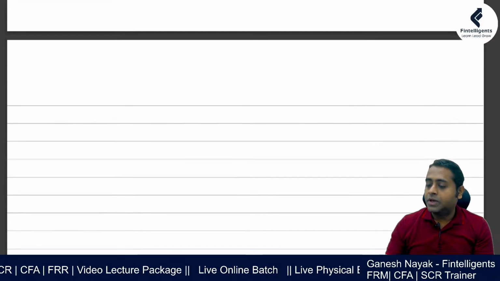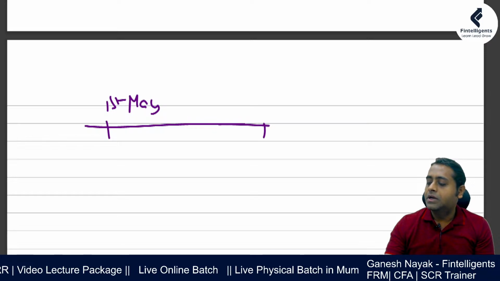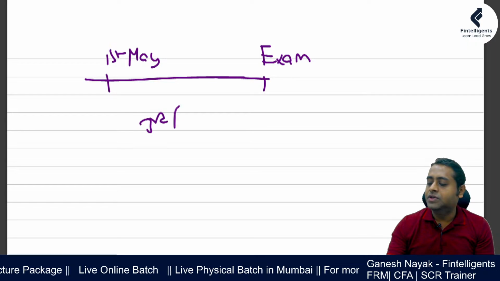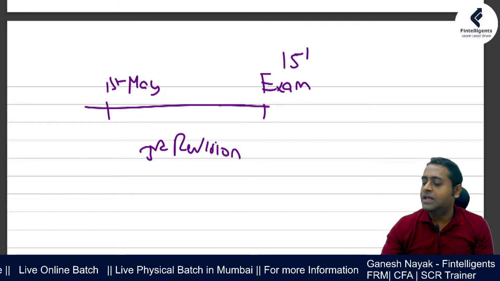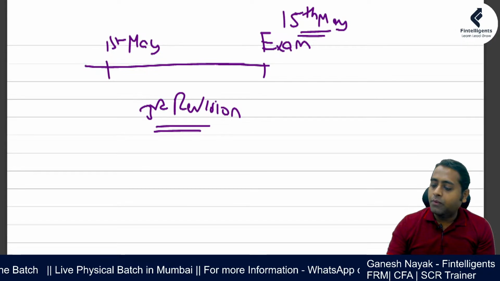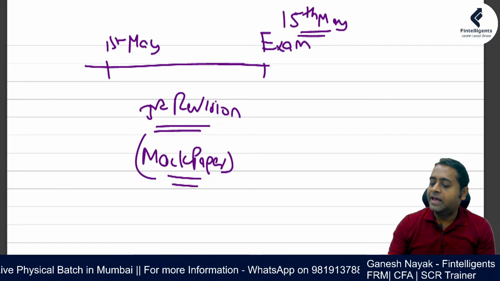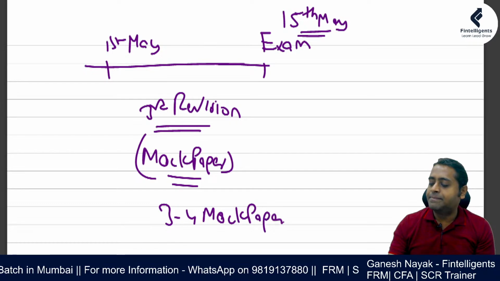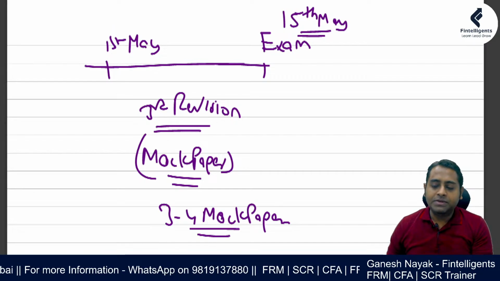And then from 1st of May till your exam date, you should be doing your third revision. Over here I have assumed that the exam date is 15th of May. When you're doing the third revision, along with that you should be looking at mock papers. Like I said, at least 3 to 4 mock papers is what is expected from you. So that should be your overall strategy. I'm just going to be summarizing it.